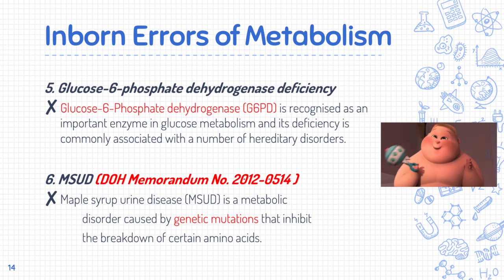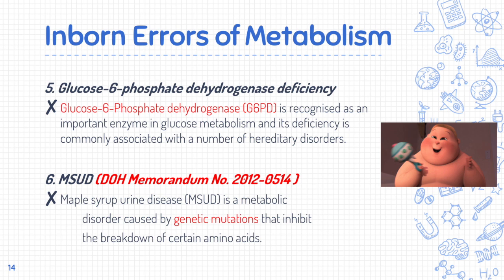So, going on now, what we have here is that there is a deficiency, obviously, of a particular enzyme, which is G6PD. Okay? So its deficiency is commonly associated with a number of hereditary disorders. Like what I mentioned a while back, G6PD, among the six, is one of the most common.